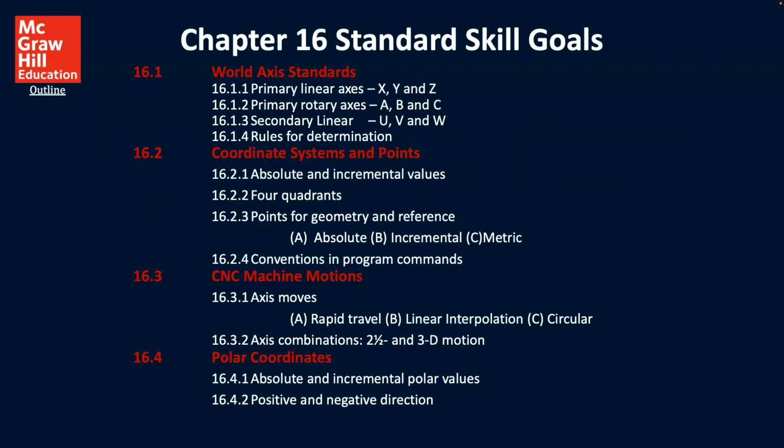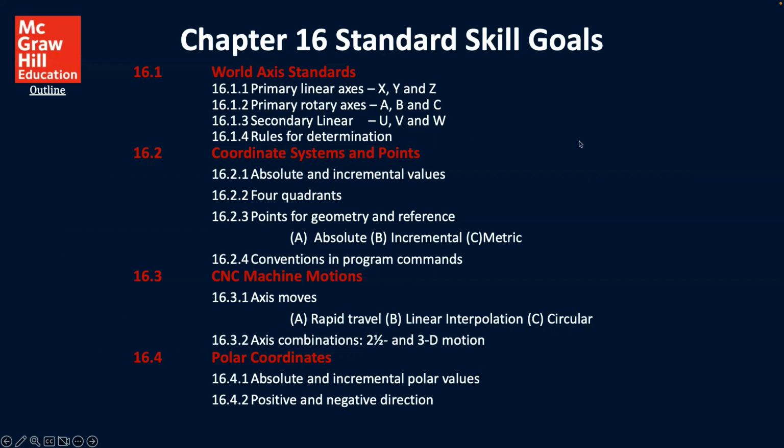This is the outline for chapter 16, and we'll be going over some high-level thoughts on each of these topics. First of all, we have thinking about axis, the different world axis standards. XYZ would be a common one, for the linear axes. For rotary axes, A, B, and C. A secondary linear set would be U, V, and W. And finally, the rules for determination. That would be the first item.